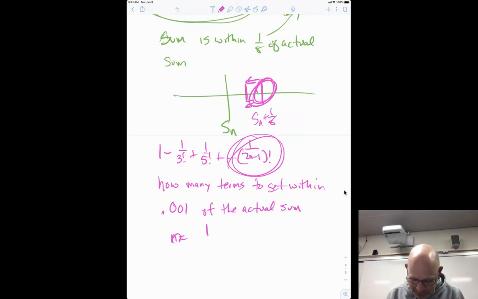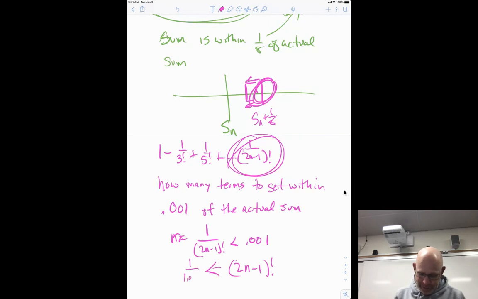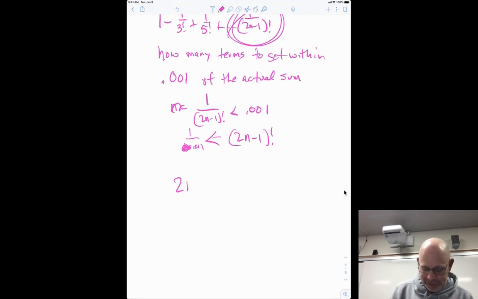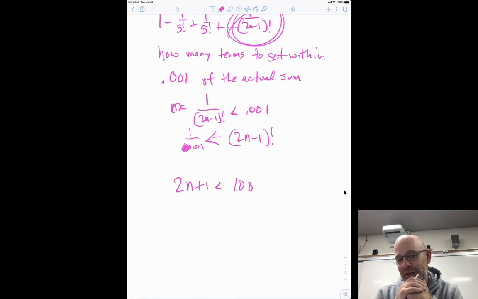Algebraically, normally you would just do this: 1 over 2n minus 1 factorial is less than 0.001. And then you algebraically solve that. That's kind of a pain with this one because of the factorial. So you get 2n minus 1 factorial is equal to 1 over 0.001. And you could either guess and check on your calculator, or if it's just a simple algebra equation, sometimes you might get something like 2n plus 1 is less than, whatever, 100, I'm just making up numbers, then you can solve that.